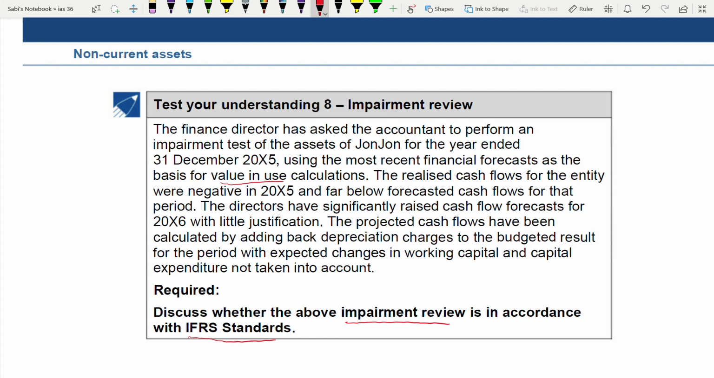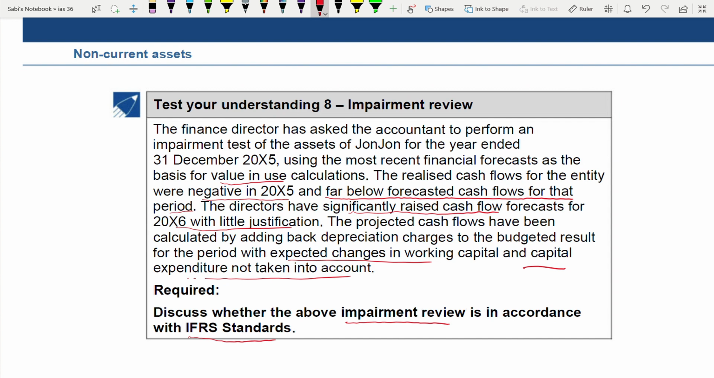Okay, the realized cash flow for the entity was negative in 2005 and far below the forecasted cash flow for that period. Directors have significantly raised the cash flow forecast for 2006 with little justification. The projected cash flows have been calculated by adding back depreciation charges to a budgeted result for the period, with expected changes in working capital, and capital expenditure has not been taken into account. Okay, you can see that there are a lot of faults in this one, right?